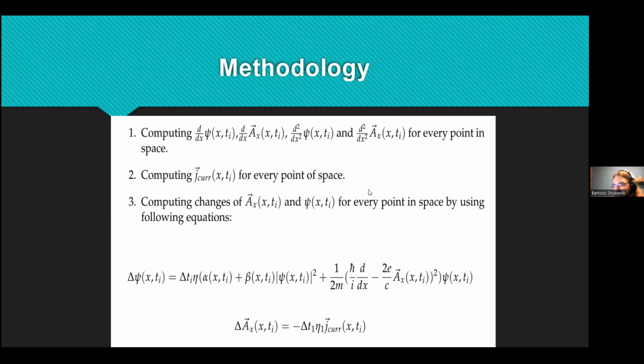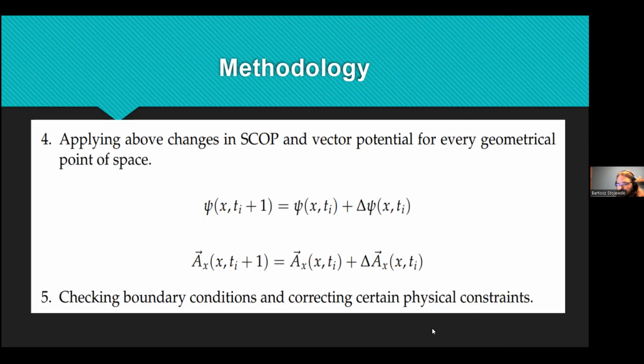The next step is computing changes of the magnetic vector potential field and psi for every point in space by using the equations shown below. Then we apply our calculated changes in psi and vector potential for every geometrical point in space, as shown in the equations below. Then we check boundary conditions and correct certain physical constraints.